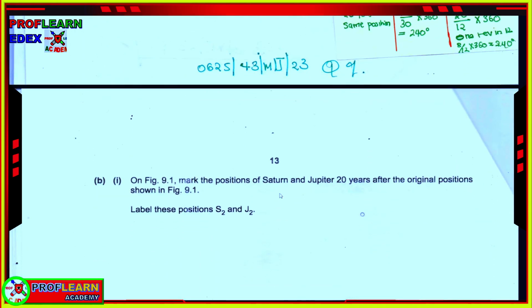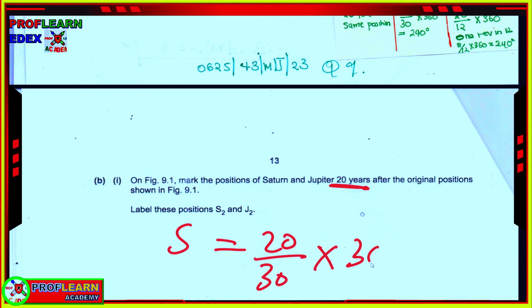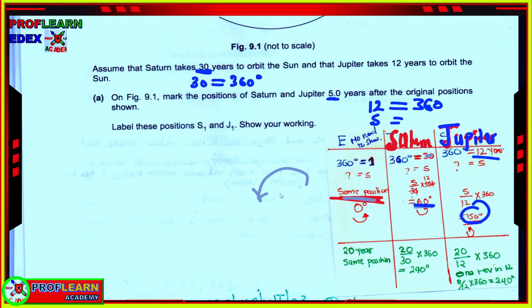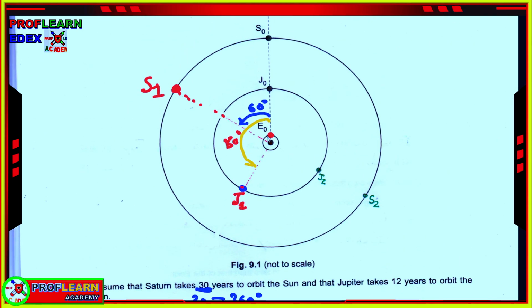The next part also, you are told, mark the positions of Saturn and Jupiter 20 years later. So for Saturn, it's going to be 20 years over 30 times 360, because the period for Saturn was 30 years. So if you work it out, you are going to get 240 degrees. Where will 240 degrees be? We are going to measure up to this point, we have 180.